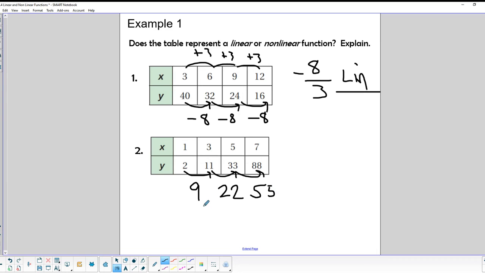So as you notice, each time we go up a step, these are going up by more each time. In the meantime, we're just going up by 2 each step in the x direction. So each time we go up by 2, the change in y is drastically different. So because of that, this is nonlinear. You couldn't even write a slope for this because each rate of change, or the change in each one, is different.